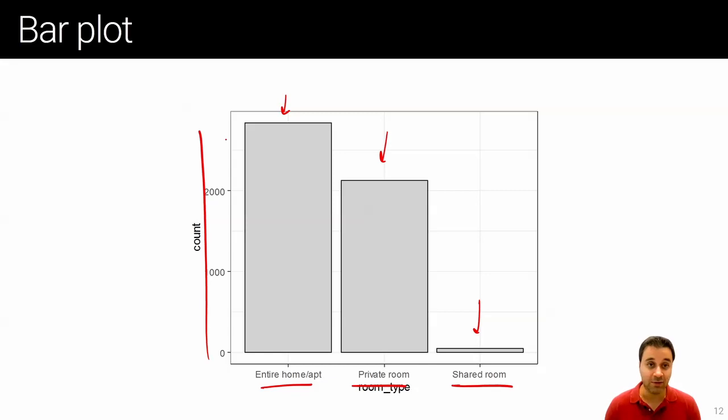Now, with only three categories, it's easy to look at a table, but if we have more and more and more categories, then normally it's a lot better to just make some visualization like this.